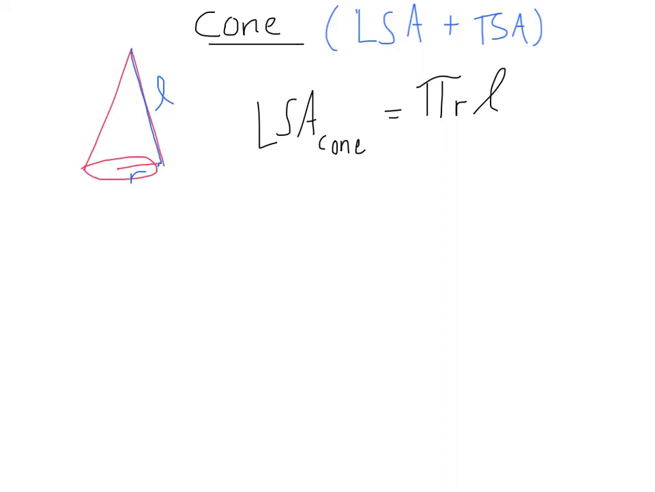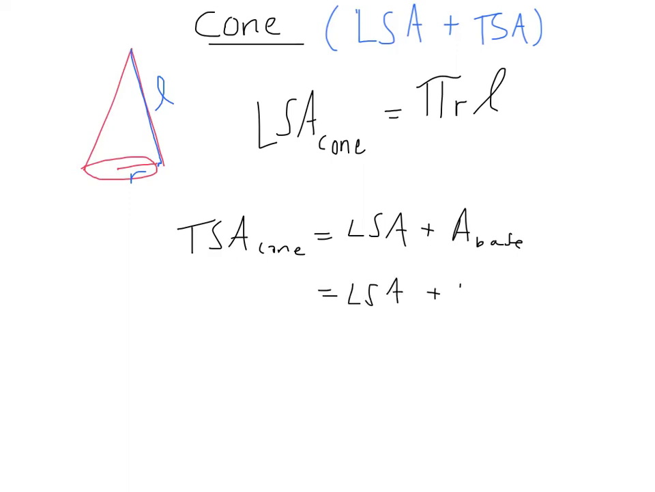Okay, now the total surface area of a cone will be the lateral surface area plus the area of the base. There's only one base here. That base is a circle, so its area will be pi r squared. And we know the lateral surface area is pi r l. So if we put these two things together, we will have the total surface area of our cone.